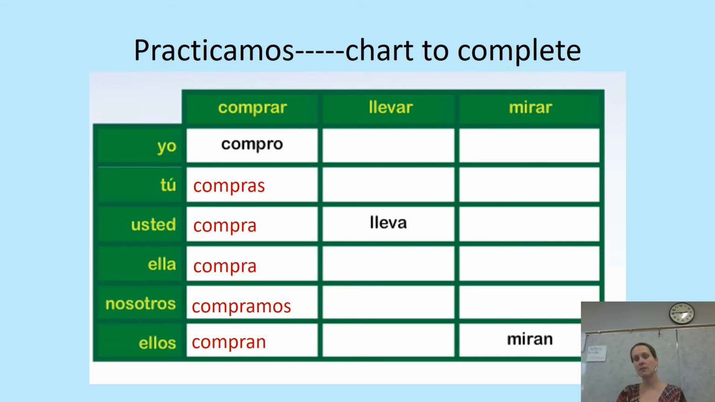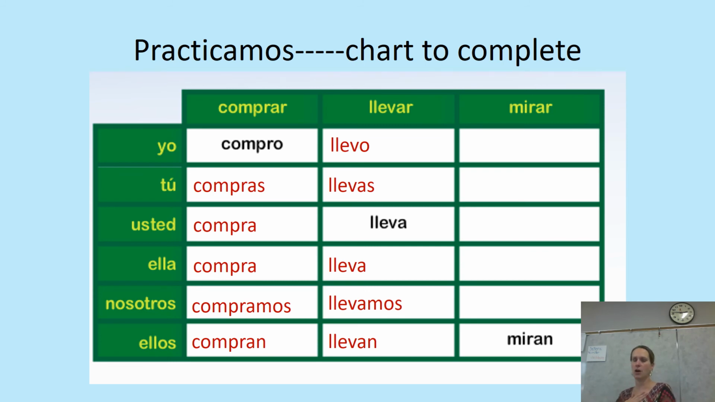All right, let's take a look at llevar, to wear or to carry. You're going to notice, again, the same endings after we drop the AR from the verb. So, yo llevo, I wear or I carry. Tú llevas. Lleva is the usted form, but it's also the ella form. So, ella lleva, usted lleva. Nosotros llevamos, we wear. Llevamos vestidos, we wear dresses. Llevan, they wear, they carry.